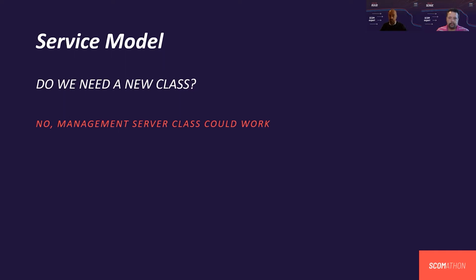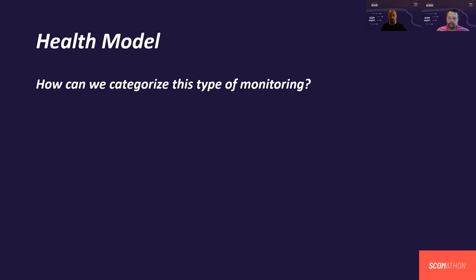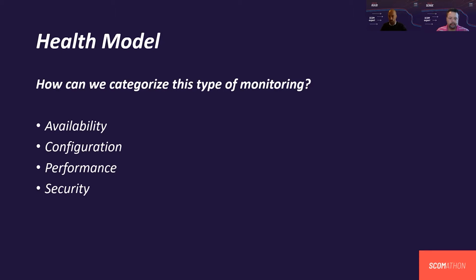We already have something for that, so we don't need to reinvent the wheel for this. So next thing up is the health model. How can we categorize these types of monitoring? And just to do a recap for this a bit, we've got 4 of these types available.